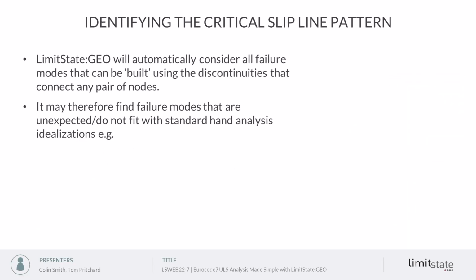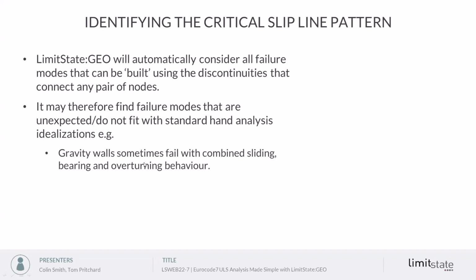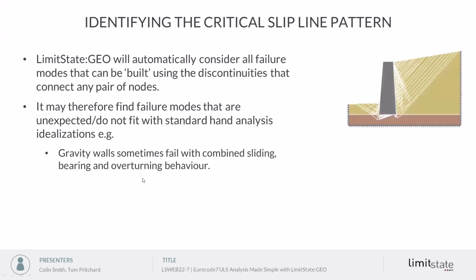So, as I said, the software will automatically consider all failure modes that can be built using the discontinuities that connect any pair of nodes. And it therefore may find failure modes that are unexpected or don't fit with standard hand analysis idealizations. So, for example, gravity walls sometimes fail with combined sliding, bearing, and overturning behavior, as we can see in the diagram on the right, whereas in classic hand analysis, you would analyze each one of those separately, but in combination, it's likely to be more critical. The software will identify this without any problem.